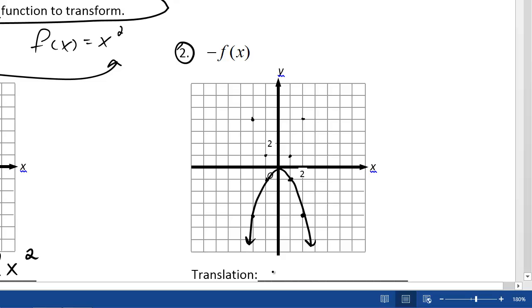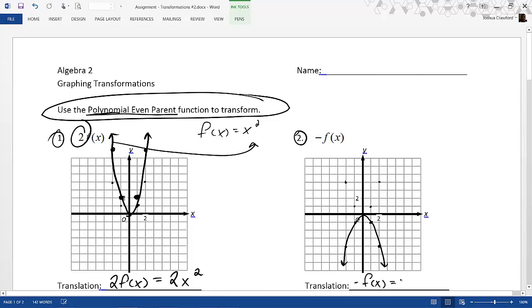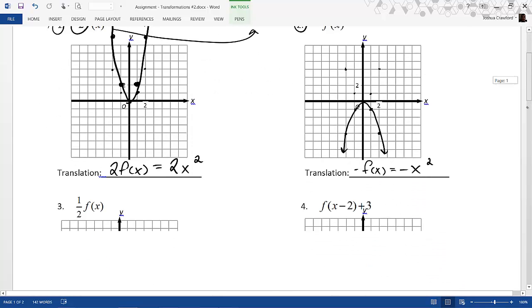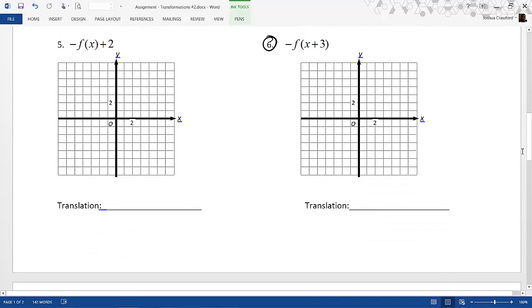Okay? So our translation, we have negative f of x equals, all we do is put a negative on the outside of our x squared. So negative x squared. Number 6. Number 6, we have negative f of x plus 3. So first, again, let's put our parent function points. 0, 0, 1, 1, 2, 4.